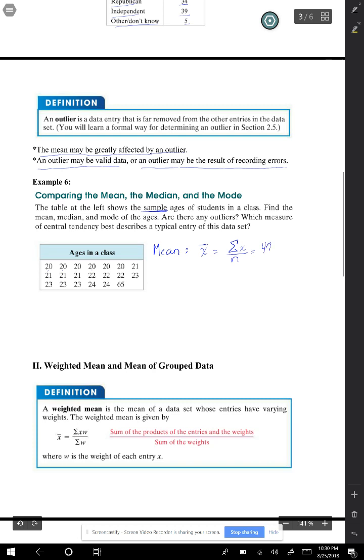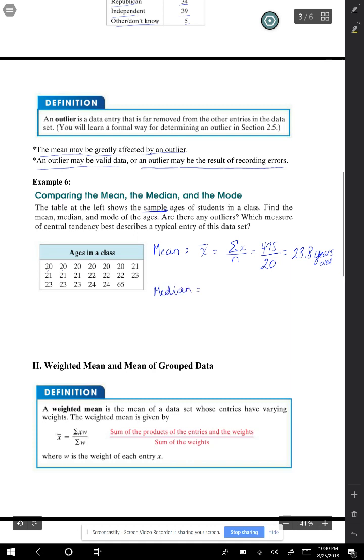And the sum comes to 475. And if you count the number of people in the survey, there were 20 people in the survey. And what this is showing is the ages of students in the class. So when you divide this, and remember we'll go to one decimal place, we get about 23.8 years old. So that would be the average or the mean age of the students in the class was 23.8 years old. The next one is the median.